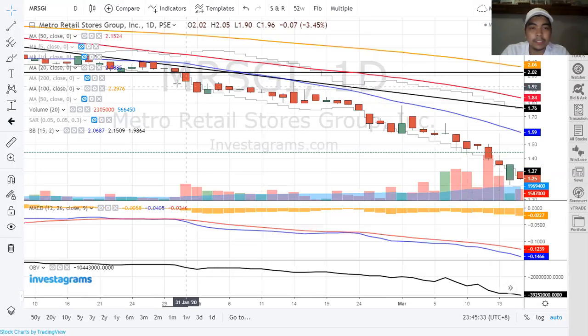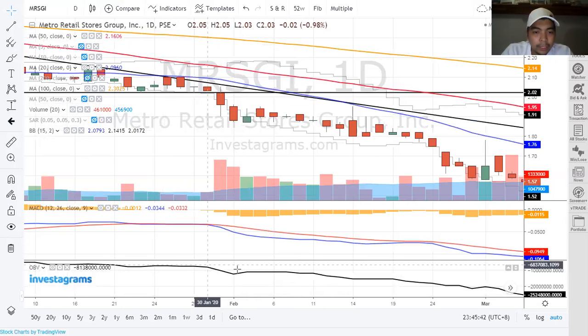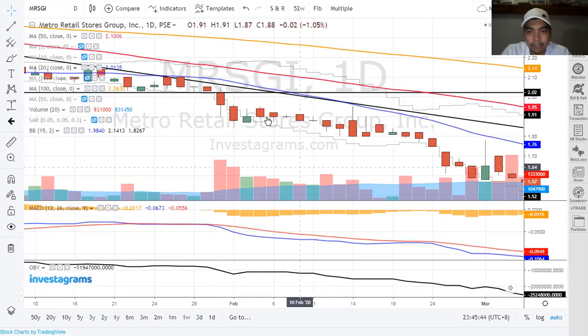The price is touching the lower Bollinger Bands. The MACD is below the signal line. The OBV is quite going down sharply. So, ayun na yung nangyari pababa sa stocks na yun.